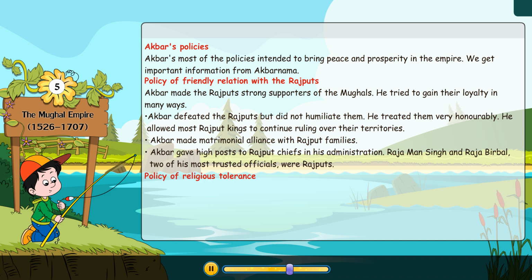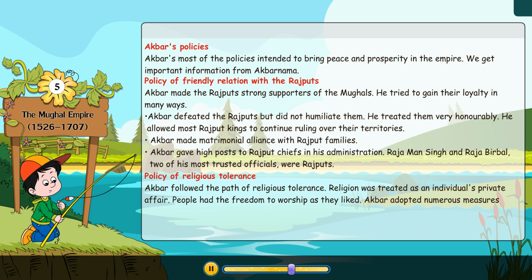Policy of religious tolerance. Akbar followed the path of religious tolerance. Religion was treated as an individual's private affair. People had the freedom to worship as they liked. Akbar adopted numerous measures to show his secular spirit.